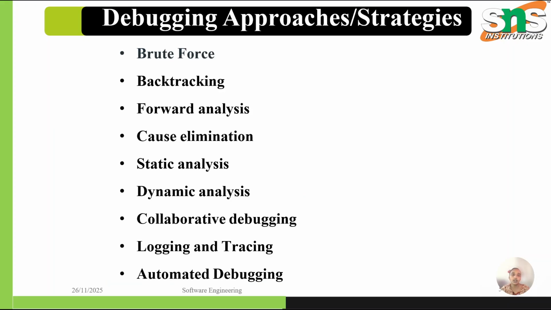Debugging approaches and strategies. There are several main debugging approaches and strategies: brute force and backtracking, forward analysis, cause elimination, static analysis, dynamic analysis, collaborative debugging, logging and tracing, and automated debugging. These are all the debugging approaches or strategies.